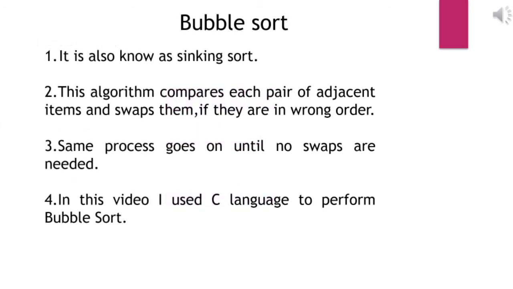Bubble sort is also known as sinking sort. This algorithm compares each pair of adjacent items and swaps them if they are in the wrong order. The same process goes on until no swaps are needed. I used C language to perform bubble sort in this video.